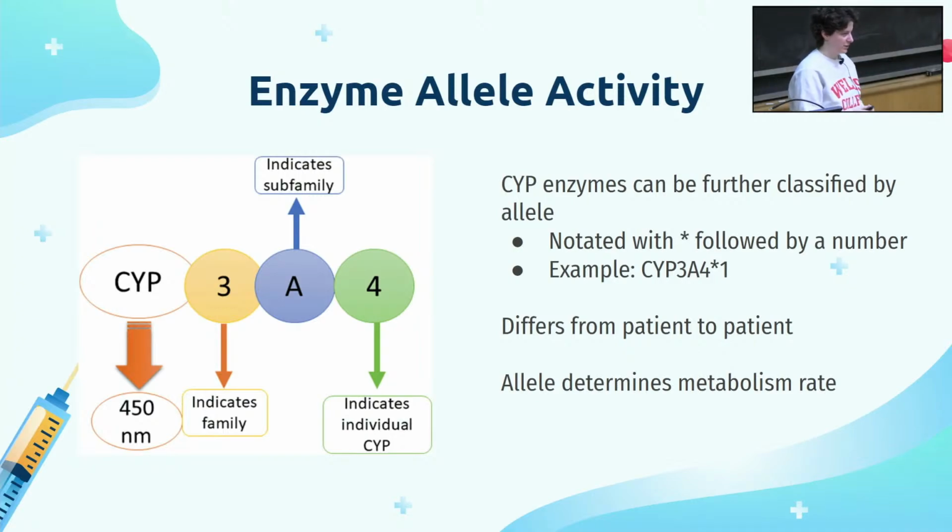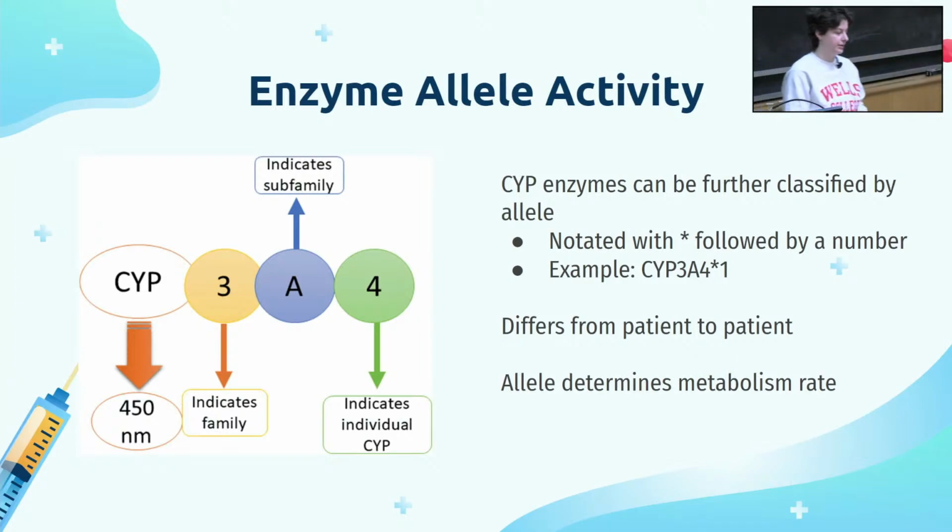And then going from there, we need to discuss enzyme allele activity. So this is where we get more into the genetic component. As you saw on my other slide, every CYP enzyme has that CYP, and then it has a number, a letter, and then another number. So that CYP just infers that it's a cytochrome P450. The first number indicates the family, the letter indicates the subfamily, and the third number indicates the individual cytochrome that it's part of.